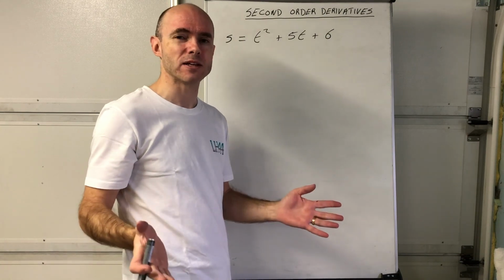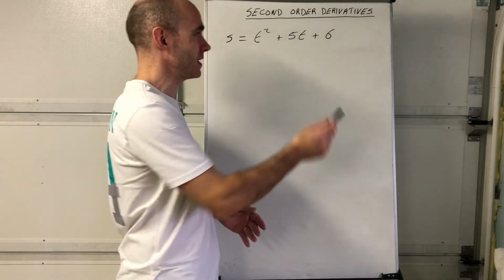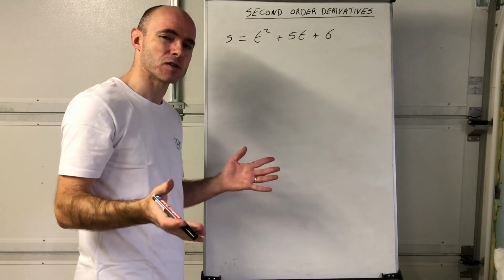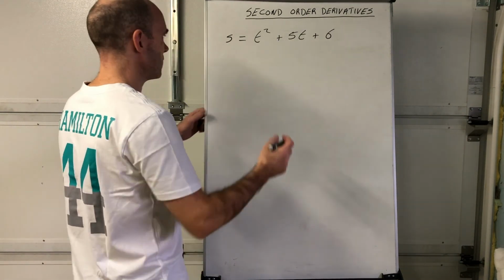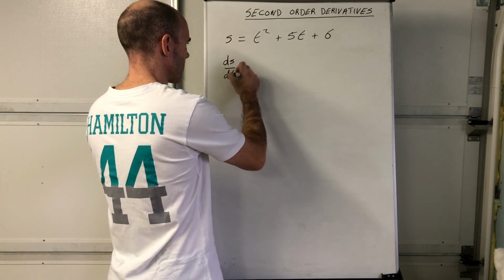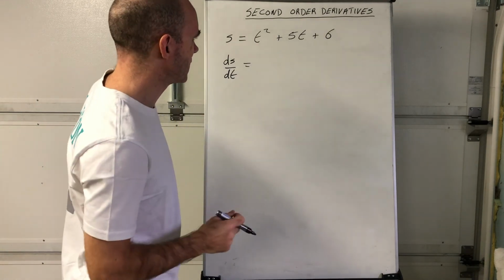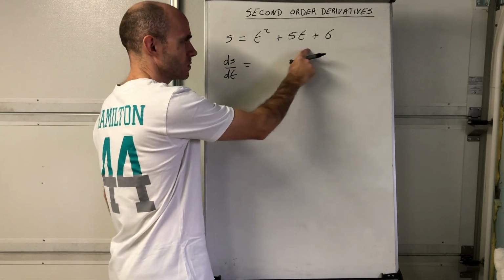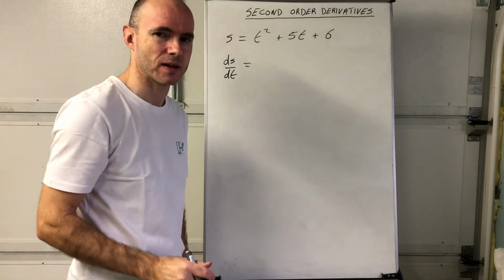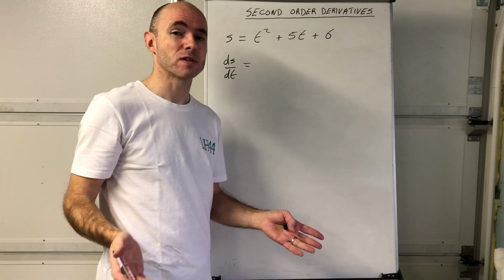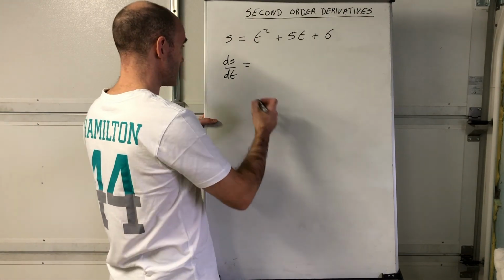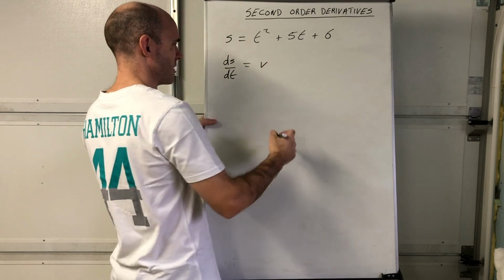So when we look at mechanics, we're looking at how objects move, we're looking at how the displacement is changing over time. Let's look at the first order derivative. The first order derivative is written like this, ds/dt, because what we're doing is we're differentiating s with respect to time. We're seeing how displacement changes with respect to time. Another word for that is, of course, v, velocity. So let me just write v there.